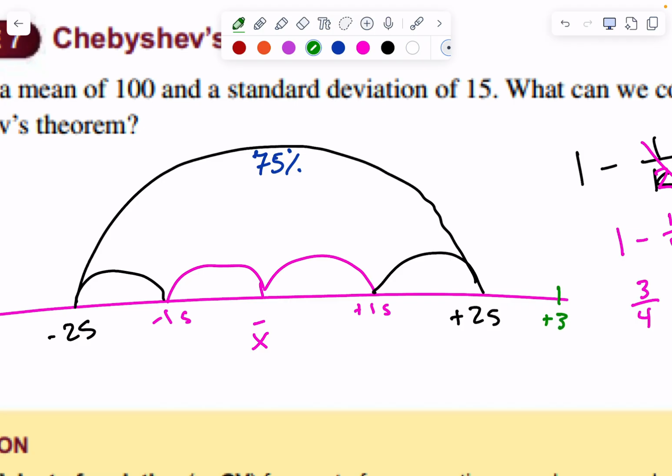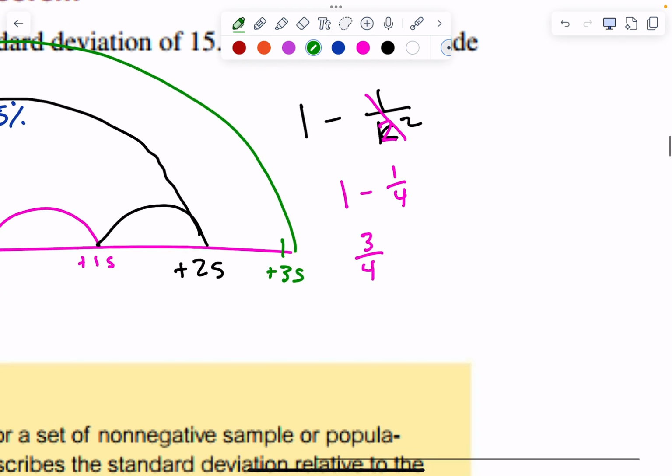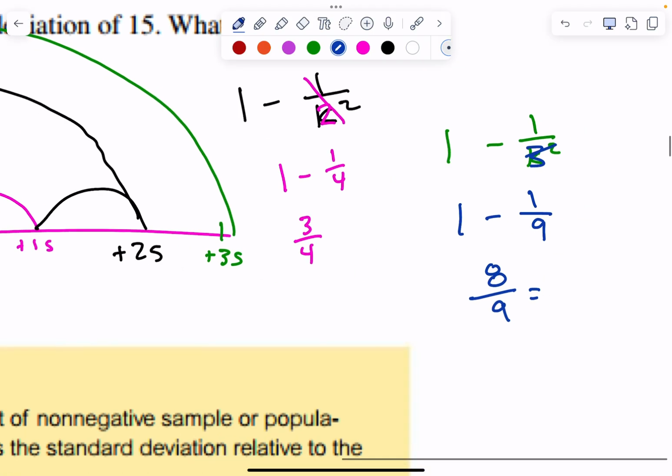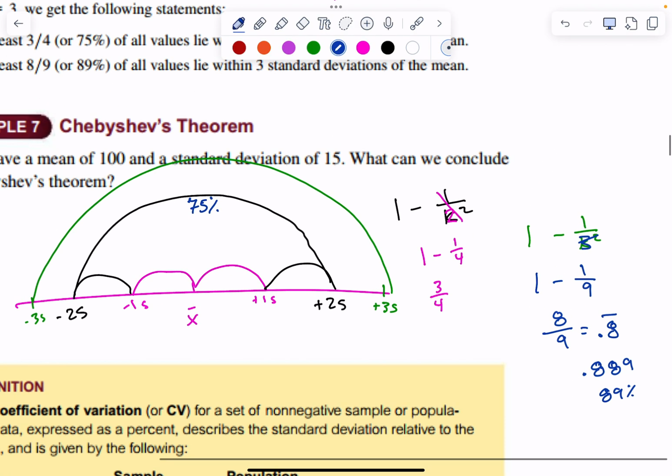So plus 3s and minus 3s, right? We go 1 minus 1 over k squared. What's k in this case? 3. 3 squared is 9. What's 1 minus 1/9? 8 over 9. What's 8 over 9 as a decimal or percent? 0.8 repeating, or 0.889, or 89%. So he says that 89% should live in this range. What percent should live in the range? 99.7%. Okay, so a little bit of discrepancy there.